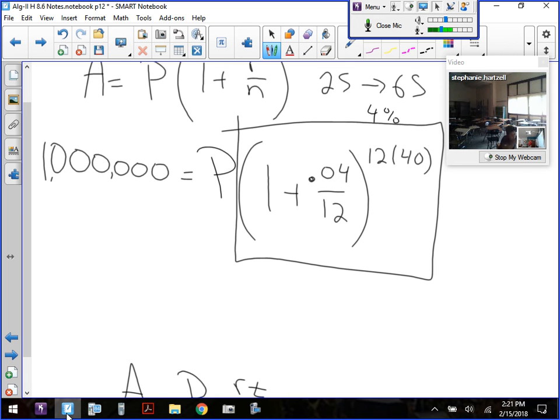When you use PERT, you use it when you see the word continuously. If it says it's compounding continuously, then you use PERT. If it doesn't say continuously, you're compounding interest. It'll say it's annual, semi-annual, quarterly, monthly, daily, hourly, secondly.